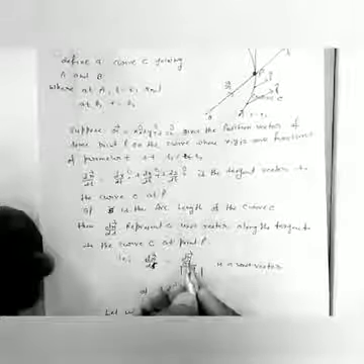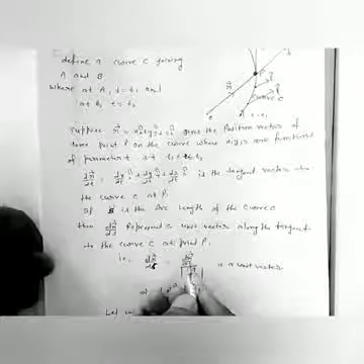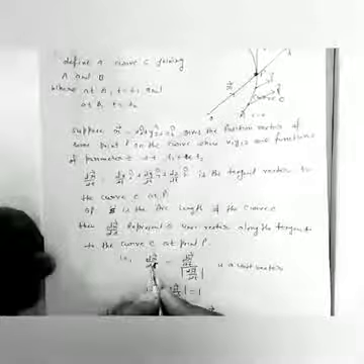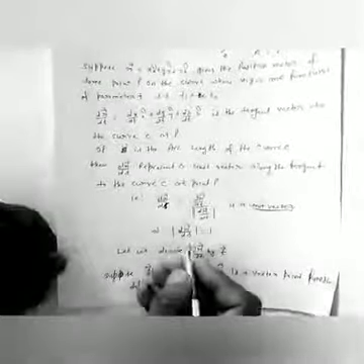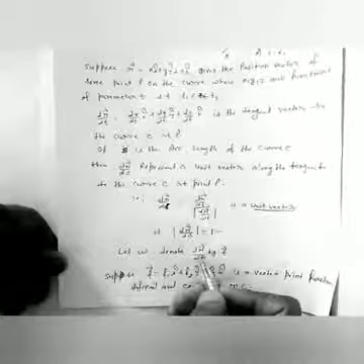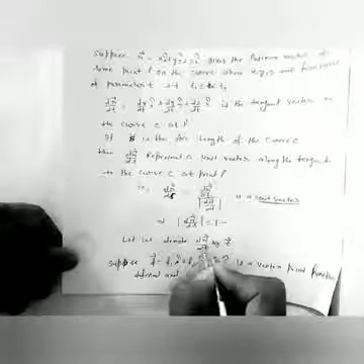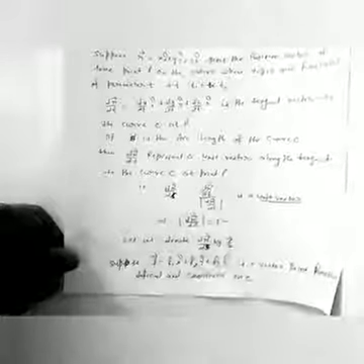What does that represent? The tangent vector to the curve at point P divided by its magnitude. That term is represented by dr by ds, and it is a unit vector, that is, the magnitude of dr by ds is equal to 1. Let us denote dr by ds by t vector.